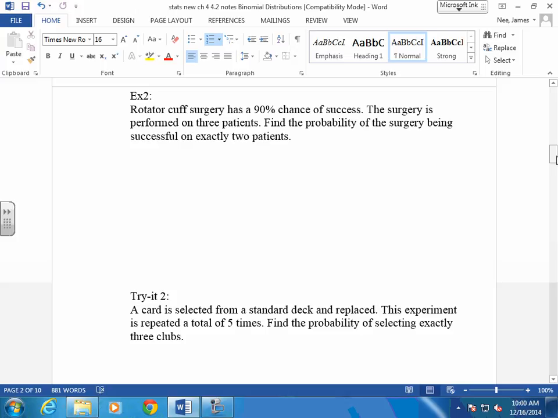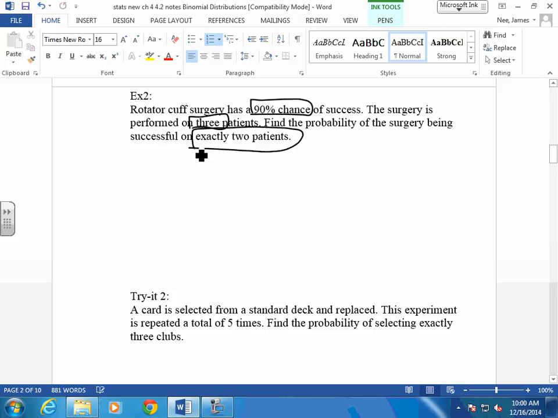A rotator cuff surgery has a 90% chance of success. The weird thing is, in the last 11 years, they updated a lot of their examples, and they're using a lot more ACL things, rotator things, that I guess happen to high school students as well. So you're going to see more of those things in there. Rotator cuff surgery has a 90% chance of success. The surgery is performed on 3 patients. Find the probability that the surgery is successful on exactly 2 patients.